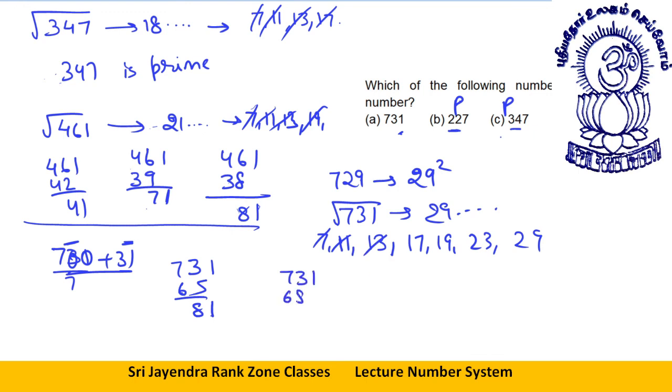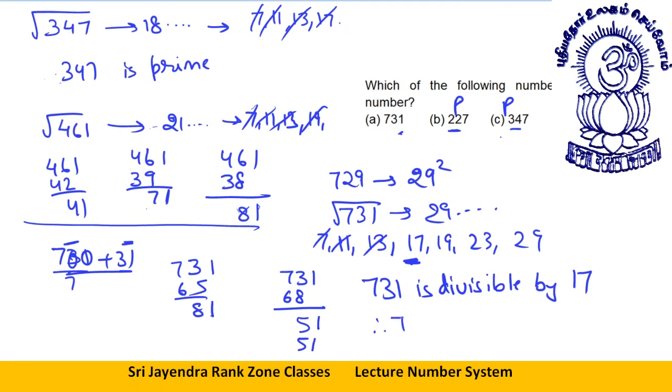17 times 4 is 68. How much is remaining? Now it appears to be divisible. 51 is remaining. 17 times 3 is 51. So this is divisible by 17. Hence, 731 is the number. Therefore, 731 is divisible by 17. Therefore, 731 is not prime. That is your answer. Okay, dear students, I hope it must be clear to all of you.